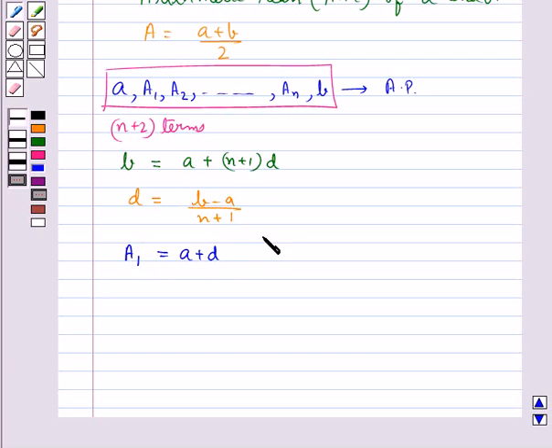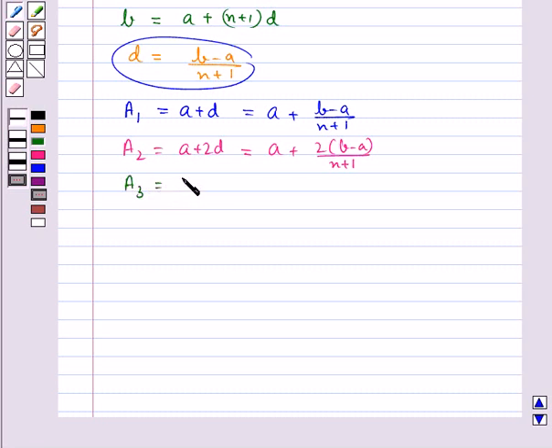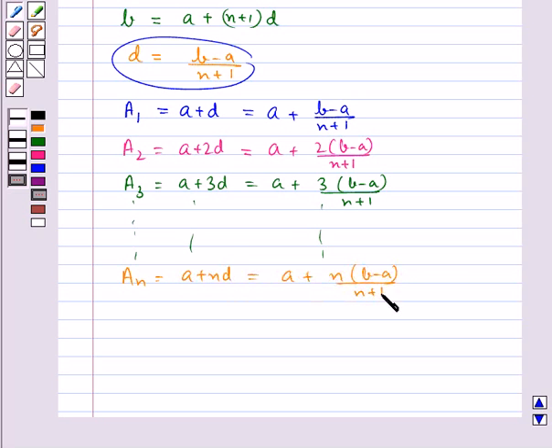Now A1 would be equal to A plus D. On substituting this value of D, we get A plus B minus A upon N plus 1. Then A2 equals A plus 2D, which is equal to A plus 2 into B minus A upon N plus 1. Then A3 equals A plus 3D, which is A plus 3 into B minus A upon N plus 1. And so on like this, we get AN equal to A plus ND, which is equal to A plus N into B minus A upon N plus 1.